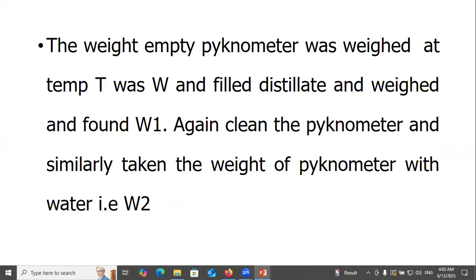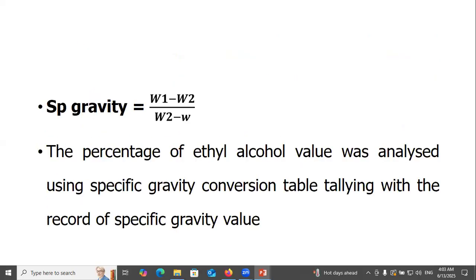The empty pycnometer was weighed at temperature T as W, then filled with distillate and weighed, found W1. Again clean the pycnometer and similarly take the weight of the pycnometer with water, that is W2. Specific gravity equals W1 minus W2 over W2 minus W. The percentage of ethyl alcohol value was analyzed using the specific gravity conversion table, tallying with the recorded specific gravity value.